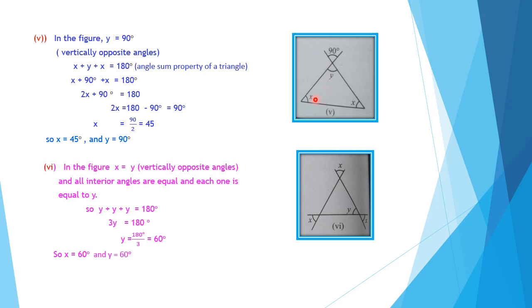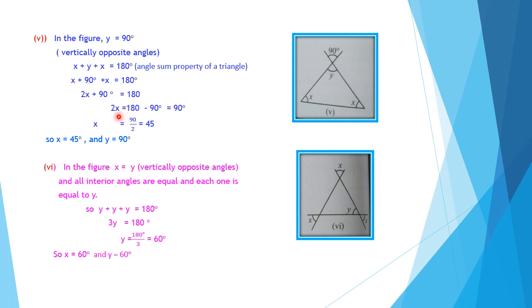Now we can use the angle sum property of a triangle. Okay, so we can write x plus y plus x equal to 180 degrees. And x plus x, you know, is 2x. And here the y measurement is given as 90. So we are doing the substitution first. x plus y, y is 90 degrees, plus x is equal to 180 degrees. And this x plus x is equal to 2x. 2x plus 90 degrees is equal to 180.